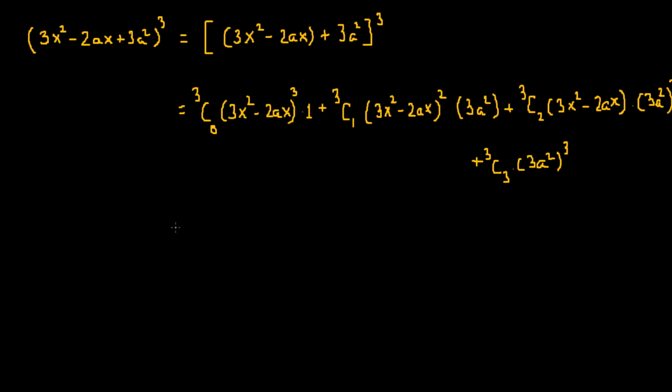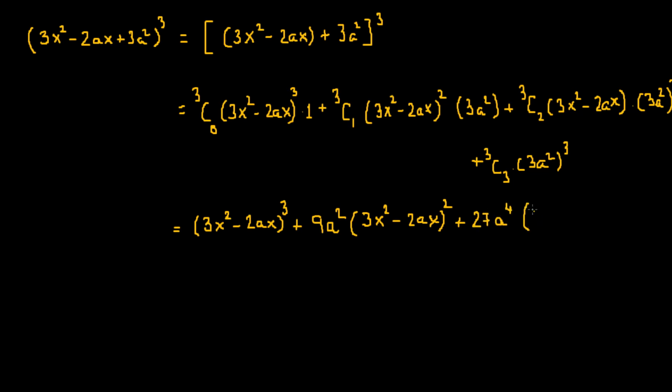Okay, so let's find the coefficients quickly. So 3C0 is 1, so we have (3x squared minus 2ax) raised to the power of 3 plus 3C1 is 3, and this 3 multiplied with 3a squared should give us 9a squared times (3x squared minus 2ax) whole squared, plus 3C2 is also 3, so 3 times (3a squared) whole squared, so that's 9a raised to the power of 4, so 9 times 3 is 27, so this is 27a to the power of 4 times (3x squared minus 2ax), and 3C3 is 1, so (3a squared) whole cube is 27a raised to the power of 6.